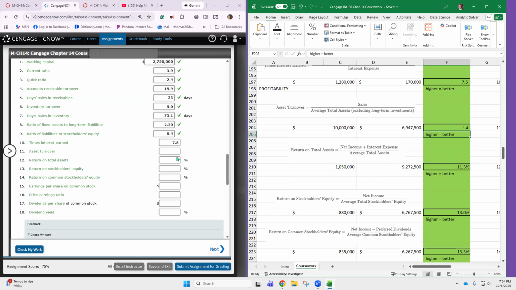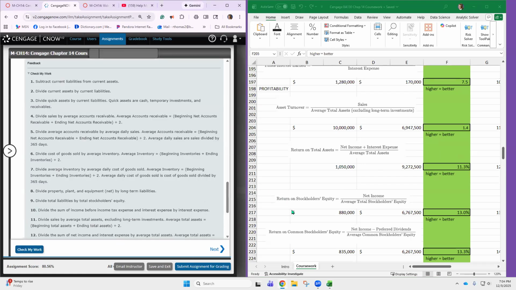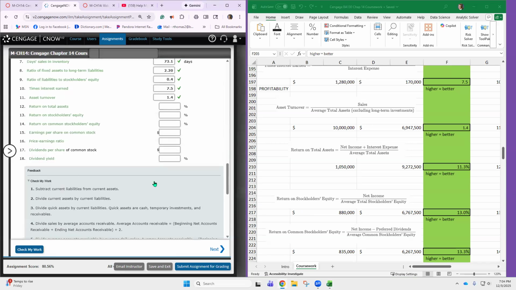So my asset turnover: our sales, we're turning those assets over 1.4 times with our sales. So the higher this is, the better. Okay, so they want that to get higher. The next three are actually called return. When you see the word return, that means the money we're making on our business.